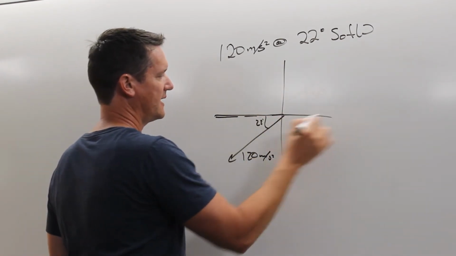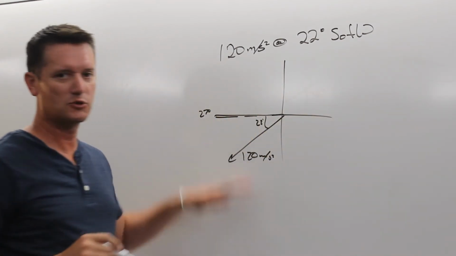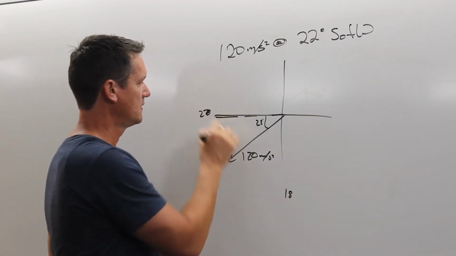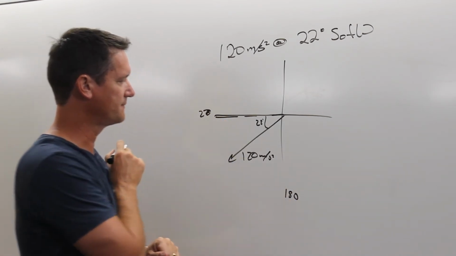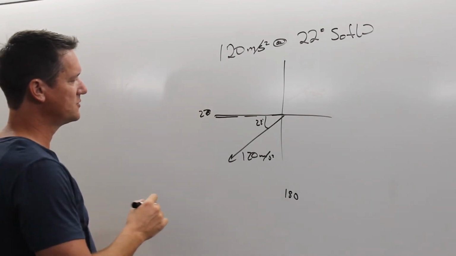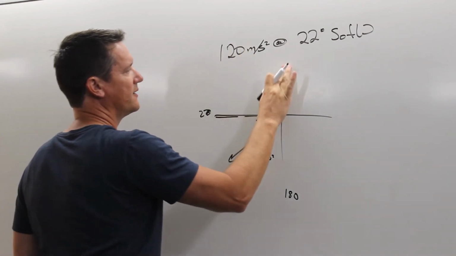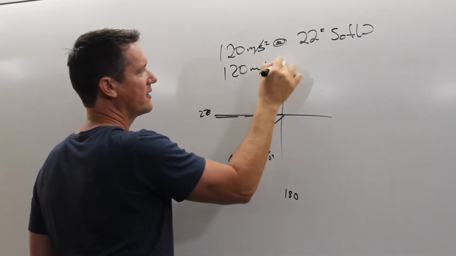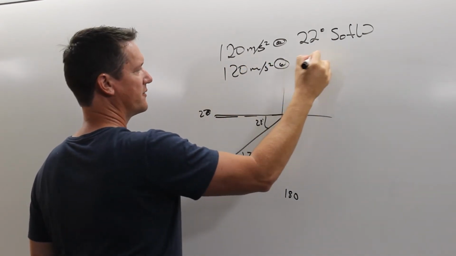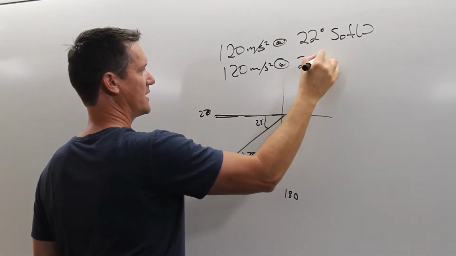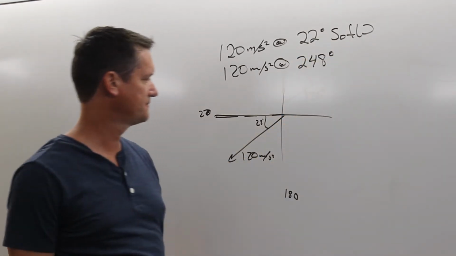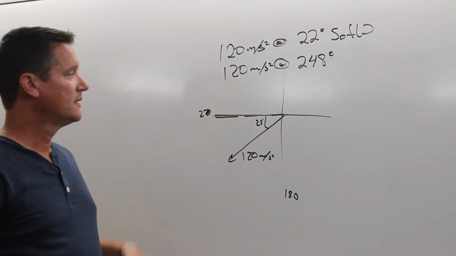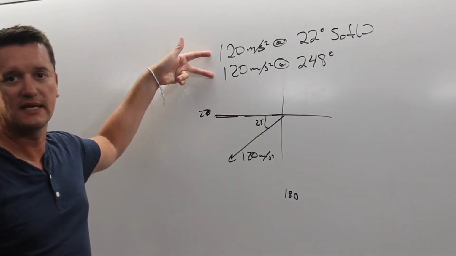Well, if I look at heading, this is 270. So I'm 22 degrees shy of 270. This is 180, and that's 270. So 22 degrees shy of 270 would mean another way to write this would be 120 meters per second squared at 248 degrees. Okay? These two vectors mean the exact same thing.